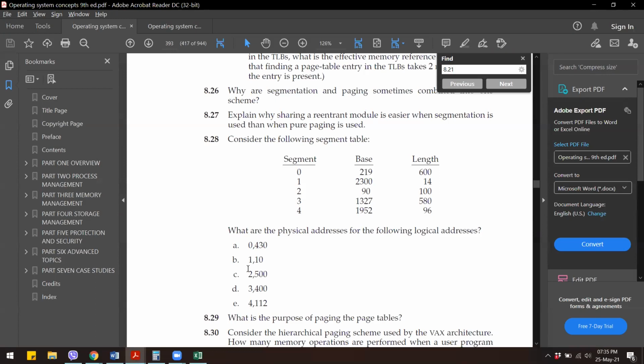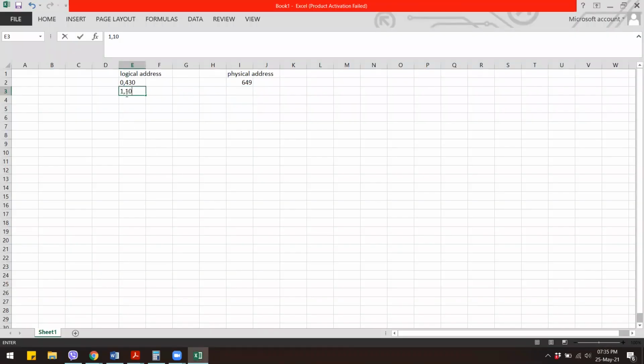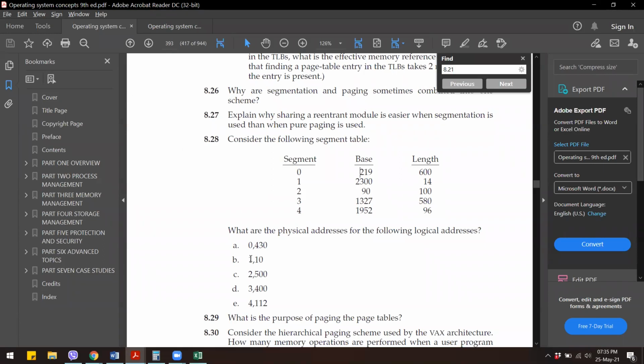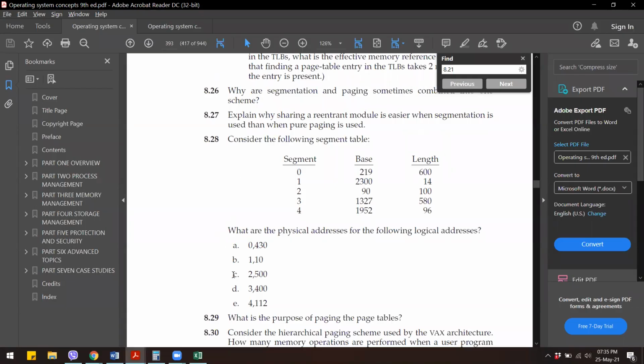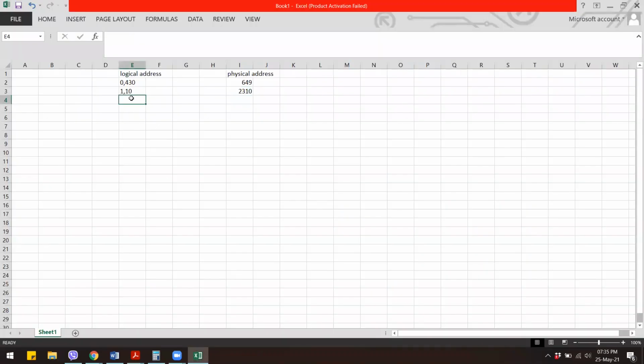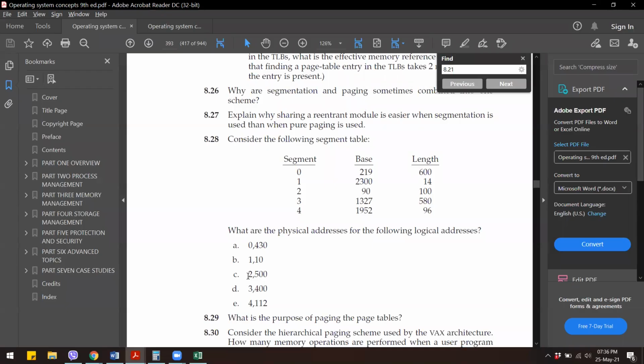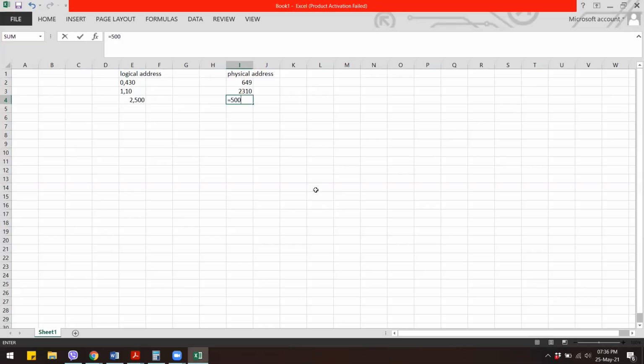Then for the second one, 1 and 10. So we'll go to segment number 1, right? And then we'll add 2300 to 10. And that is our physical address. Then for part C, it is 2, 500. So what we'll do, we'll go to segment number 2 and add 90 to 500. So the physical address is 590, but there's a problem in here.